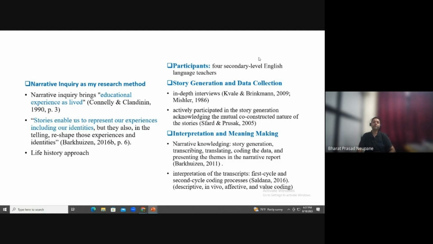And for the interpretation and meaning making of those stories, I drew on the concept of narrative knowledging as forwarded by Barkhuizen in 2011, where he presents narrative knowledging as a story process that includes story generation, transcribing, translating, coding the data, and presenting the themes in the narrative report. But specifically to code, categorize, and thematize the transcript, I have used Saldana's first cycle and second cycle coding process. Particularly, I used descriptive, in vivo, affective, and value coding.